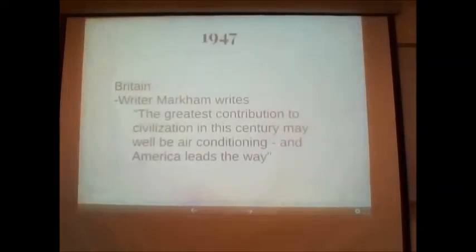In 1947 in Britain, the writer Markham wrote, "The greatest contribution to civilization in this century may well be air conditioning, and America leads the way."